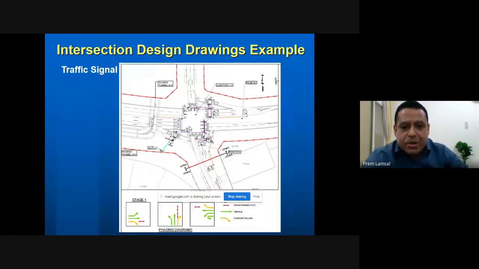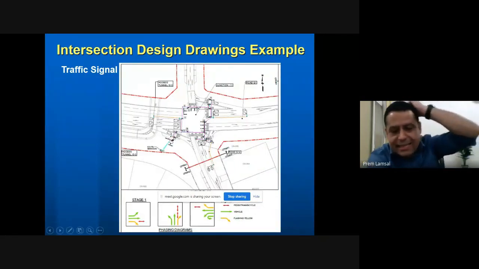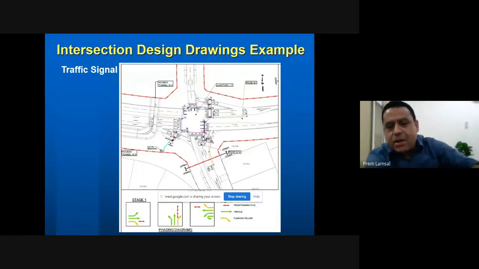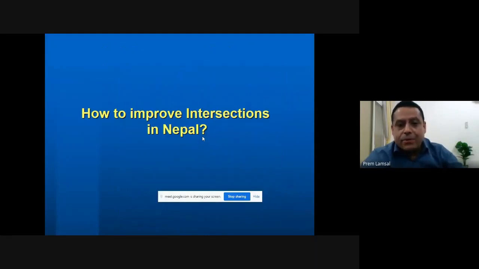I don't know how to explain much here. These are the phasings for this. Based on the Synchro analysis and recommendations, we decide how long it should be green for which approach and red, and when. I don't go into much detail here. So here I would like to discuss how we can improve in our context in Nepal.